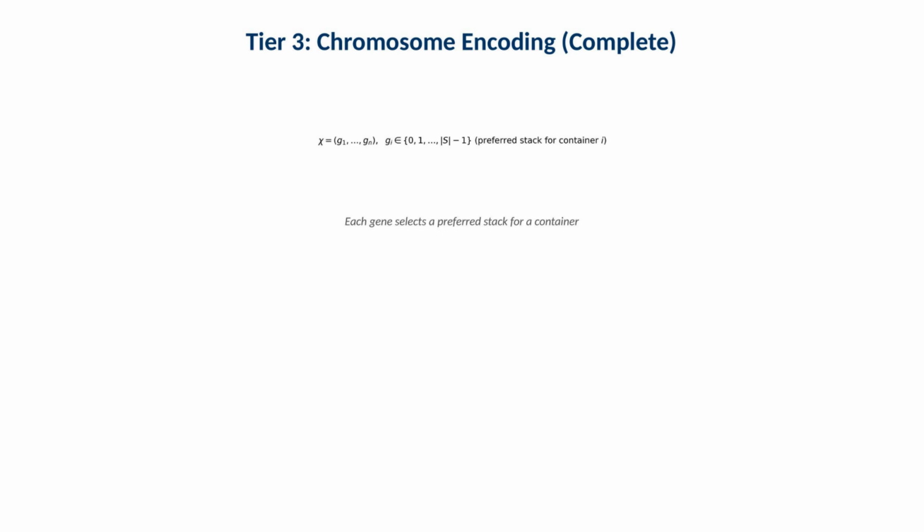A chromosome encodes a stacking rule configuration. Conceptually, it represents preferences or patterns for assigning containers to stacks and tiers, so that a full yard plan can be produced from the encoding. The key requirement is validity. Crossover and mutation must produce meaningful variations that can still be interpreted as executable stacking decisions.